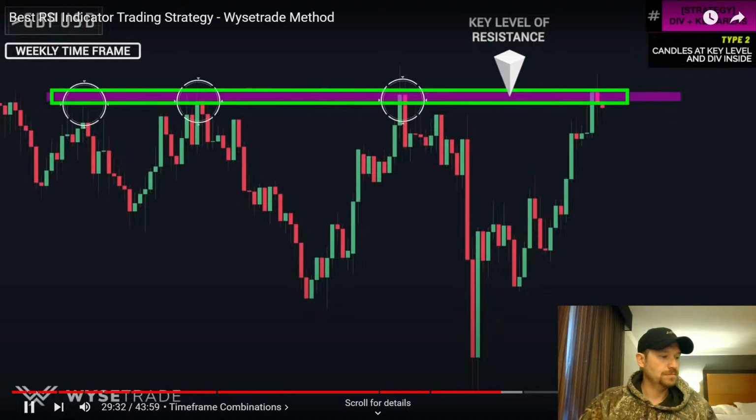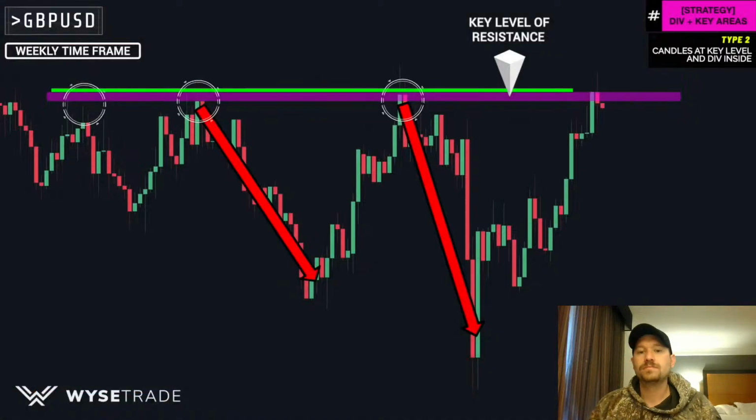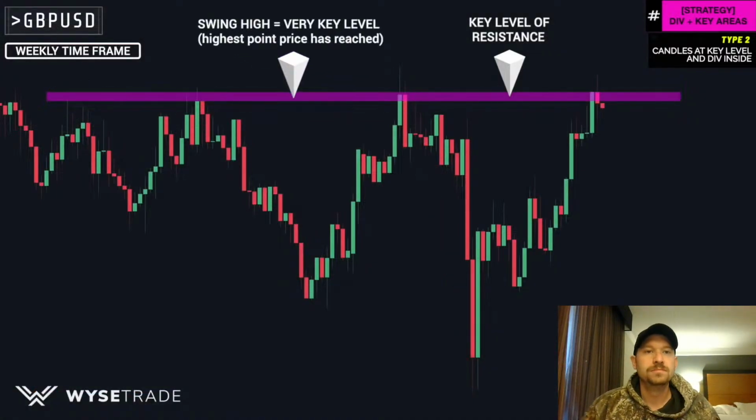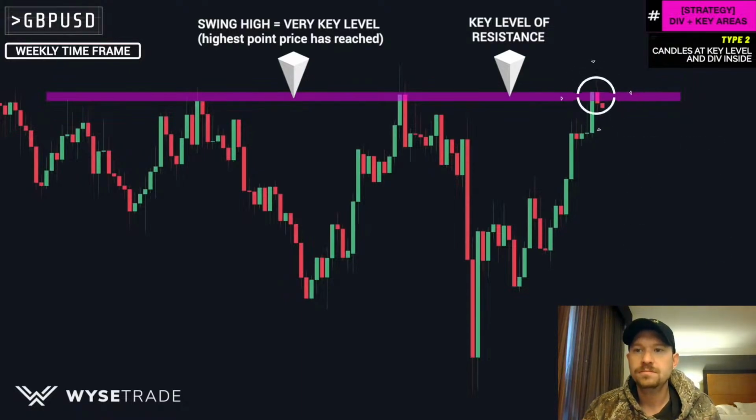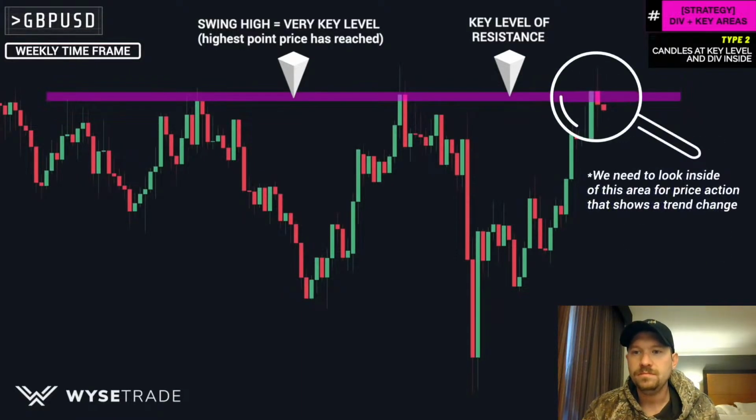Reversal points where price tanked down from, showing how key this level is. It is also a swing high, meaning the highest point that price has reached. We had a reaction to the level through this candlestick with the wick sticking out. But again, a reaction does not equal a trade. So let's look into this candlestick here and pull up the daily.